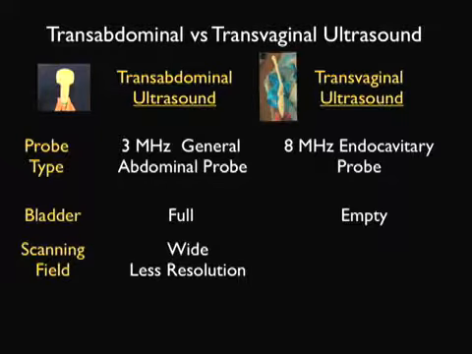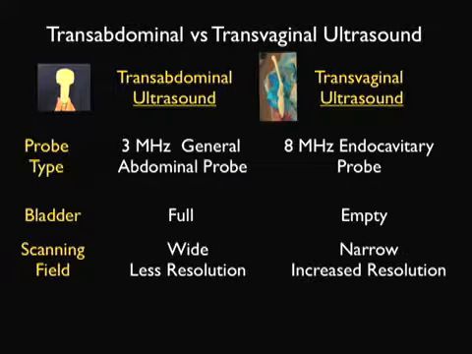In terms of the scanning field, on transabdominal sonography, we're going to have a wider scanning field with less general resolution. In comparison, on transvaginal ultrasound, we're going to have a narrow field of scanning, but we're going to have increased resolution. Thus, the two approaches are very much complementary, and we'll generally want to begin with the transabdominal approach to get that wider field of view before moving in to perform a transvaginal approach for more resolution on the case. In terms of pregnancies, we'll be able to see a gestation at a little later time during the pregnancy cycle with transabdominal approach versus a little earlier versus transvaginal approach.